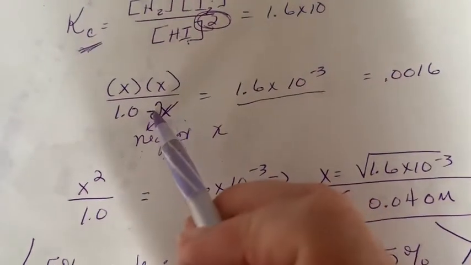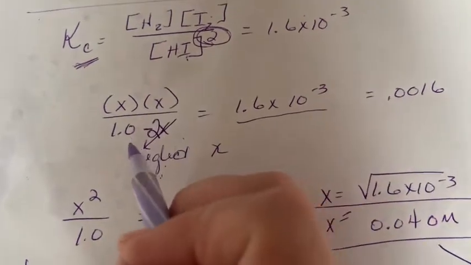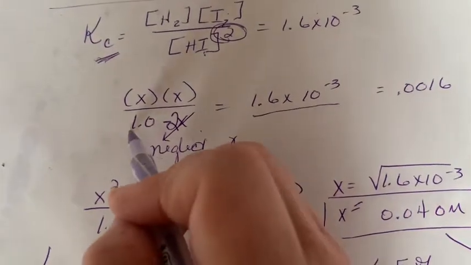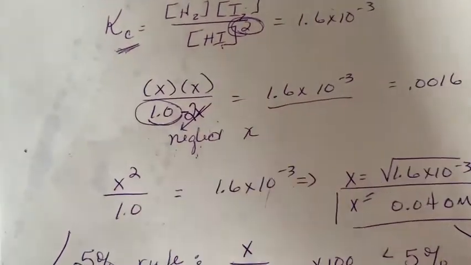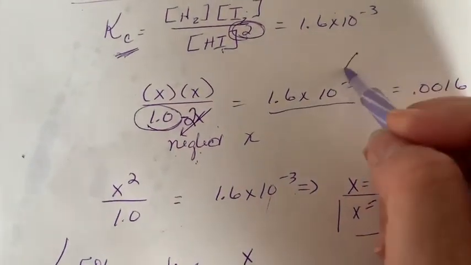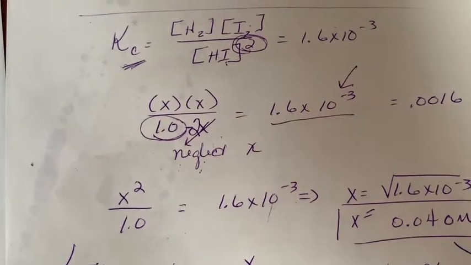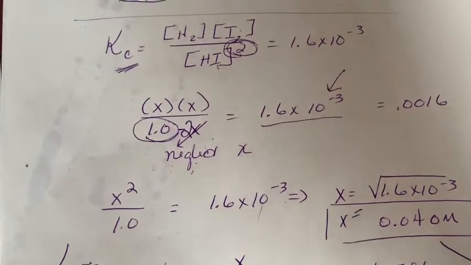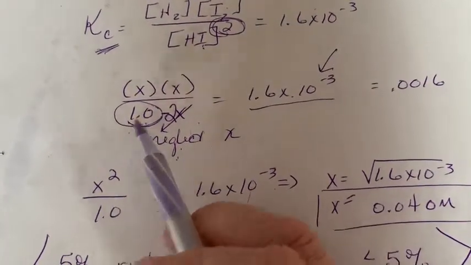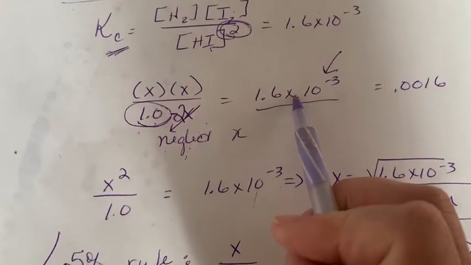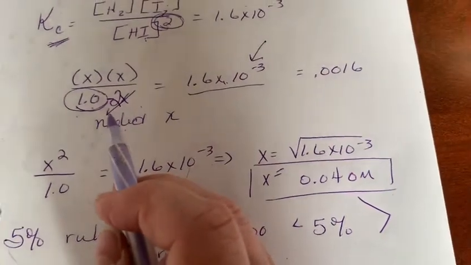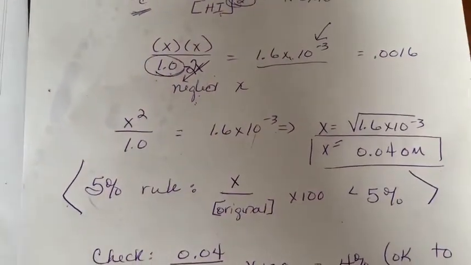And how do I know when I can neglect X? It turns out that if your initial concentration from which you're subtracting X is about 3 orders of magnitude larger than the value for K, and in this case you're right on the border, then it's usually safe to neglect X. So you're looking for a difference of 3 orders of magnitude between these 2 numbers. Again, you're right on the border. So let's go ahead, and I'm going to show you how you can check to make sure that it was okay to neglect it.